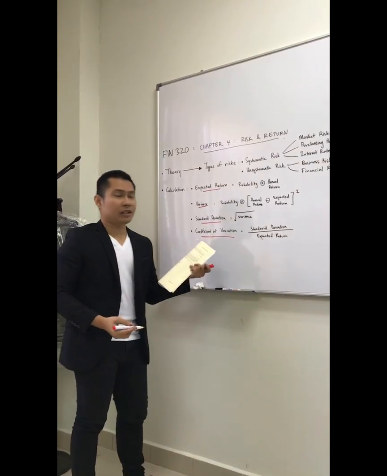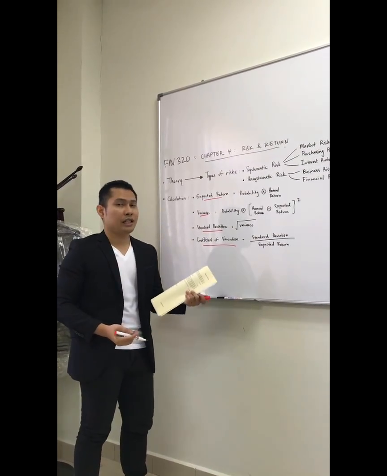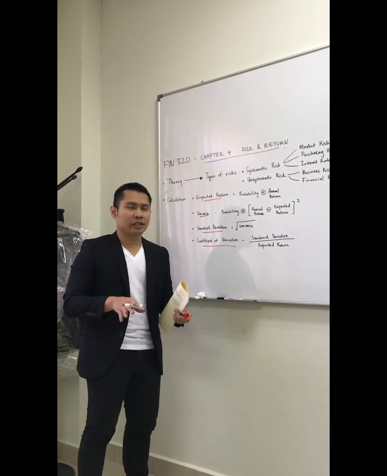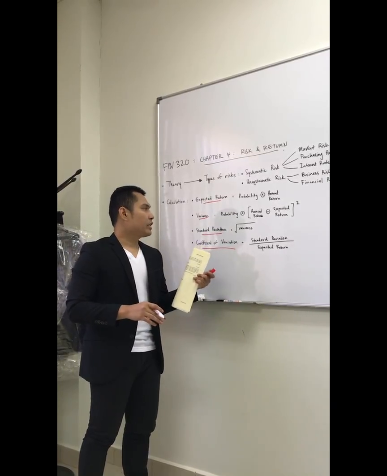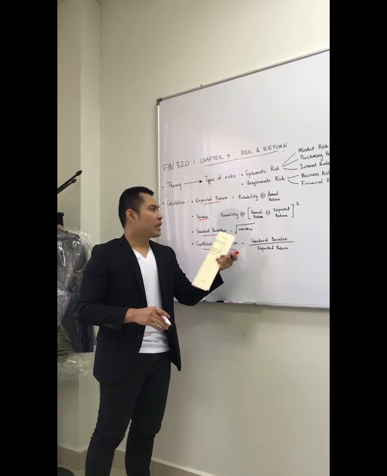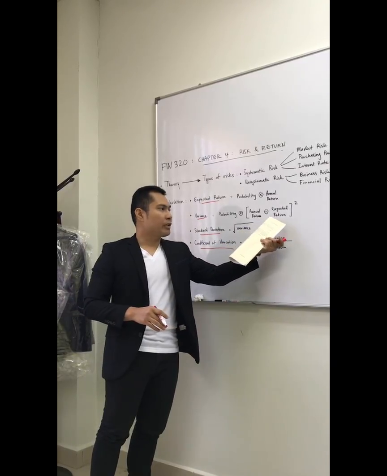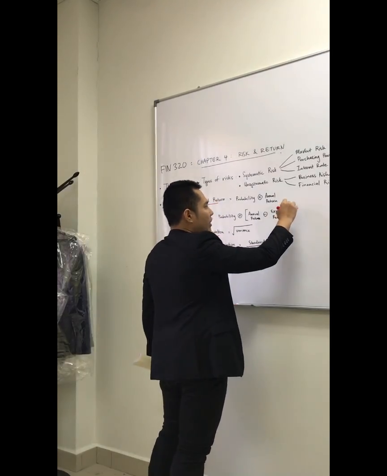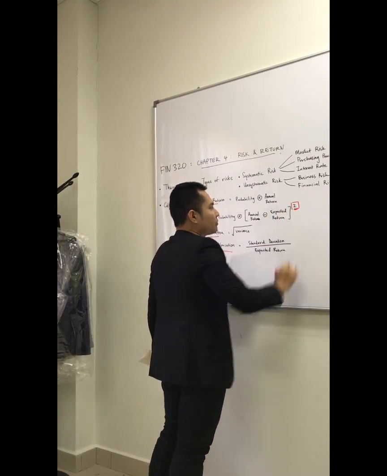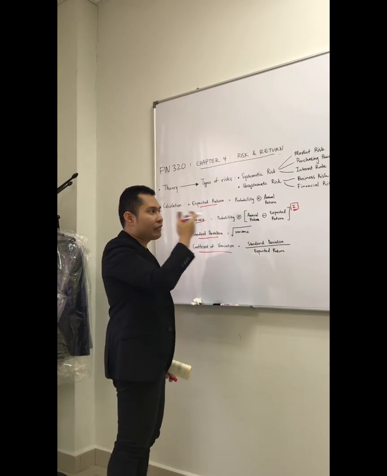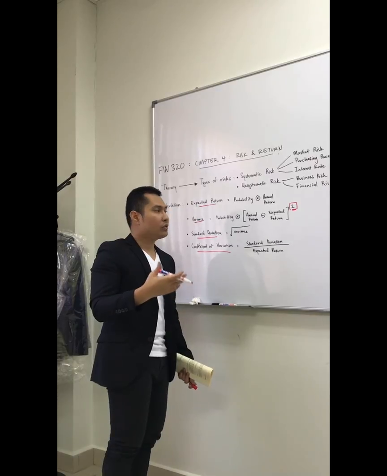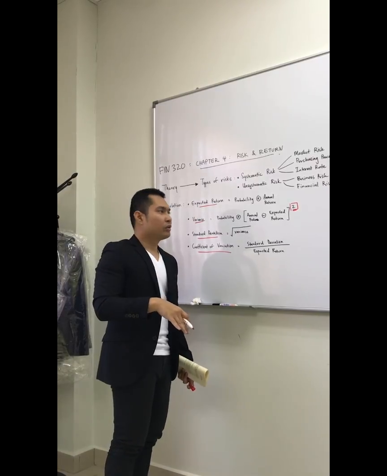Expected return equals probability times the annual return. For variance, it's probability times annual return minus expected return, to the power of 2. Please be reminded about this. Usually students leave that out, and once you leave it out, the whole calculation will be wrong.